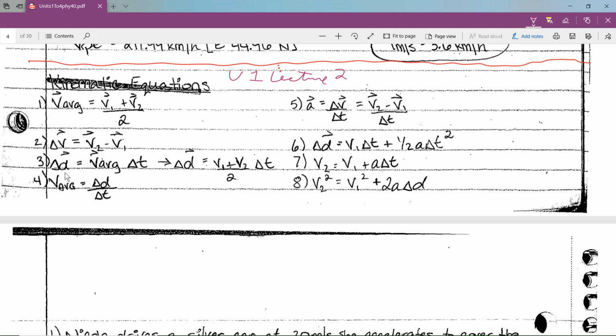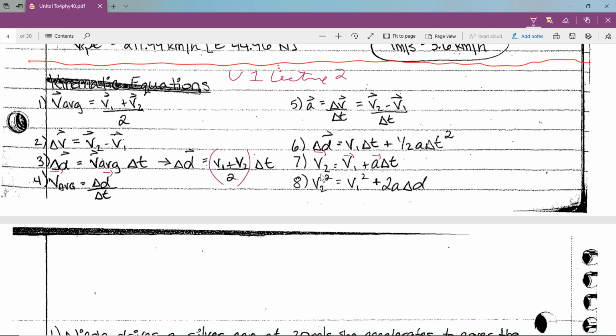The displacement delta d is v average times delta t, because the average velocity is change in displacement over change in time. So you could also write it as, I better put brackets around it, (v1 plus v2) divided by 2 times delta t. There we have v average is delta d over delta t. I don't always put in the arrows, sometimes I forget. You'll get it. Constant acceleration questions: a is change in velocity over change in time, so v2 minus v1 over delta t. If I cross multiply, I get v2 equals v1 plus a delta t.